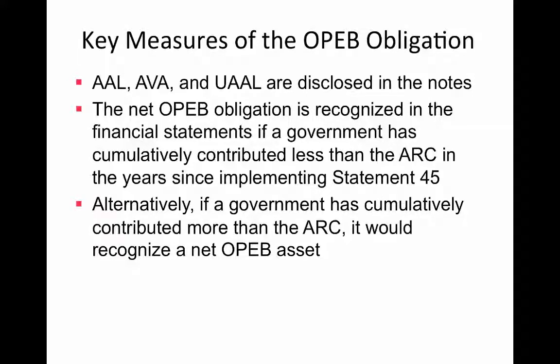I don't know that I've ever seen a net OPEB asset, but theoretically it's possible that if a government over time has contributed more than the ARC cumulatively, it would have a net OPEB asset. You may occasionally, under the old pension standards, see a net pension asset, but I have never seen a net OPEB asset because virtually every government finances OPEB on a pay-as-you-go basis.